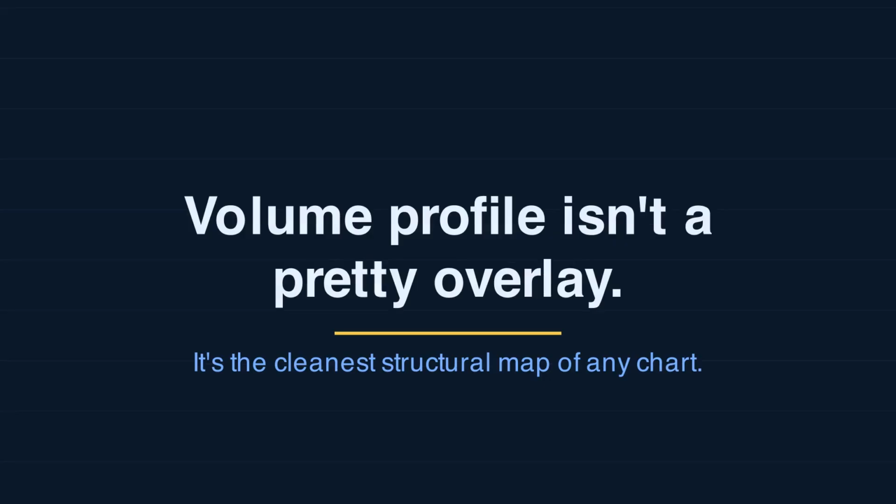Prices where significant volume traded are prices the market accepted as fair value. Prices with little volume are prices the market rejected. That single distinction turns volume profile from decoration into a structural map. Today, the three components: point of control, value area, naked POCs, what each one means, and how they combine into the cleanest structural levels available on any chart.